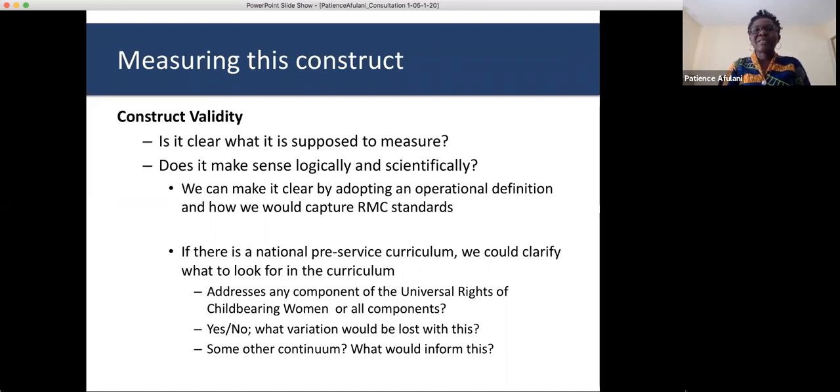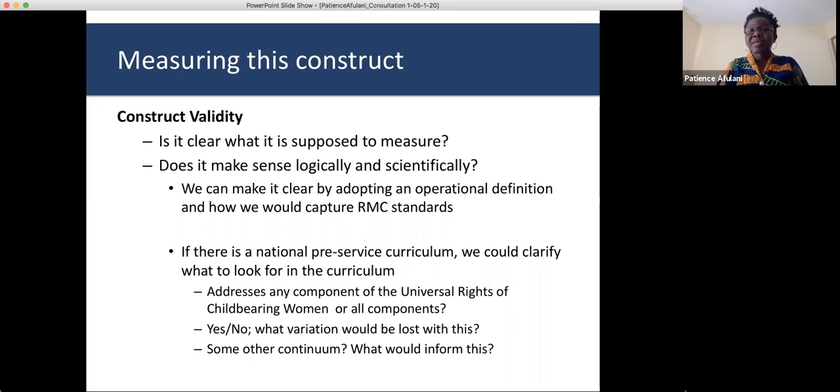So for my last set of slides, I've been asked to summarize my perspective about several measurement issues. I'm starting with construct validity. And the questions posed are, is it clear what it is supposed to measure, and does it make sense scientifically? So validity assesses whether a measure or a tool measures accurately what it is intended to measure. And construct validity is usually assessing whether the measure adequately represents the underlying latent constructs.